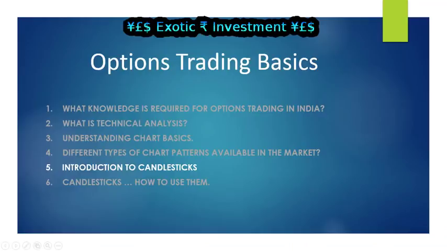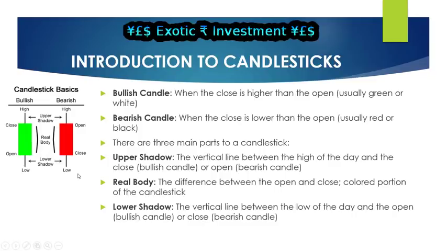Now let's look into the introduction to candlesticks, because this is very important. Let's look into it with an example. So what is a green candle? A green candle means that it is opening lower and closing higher. That is a bullish candle. A bearish candle, or a red candle, means that it is opening higher and closing lower, right?